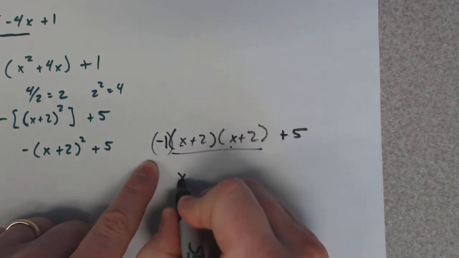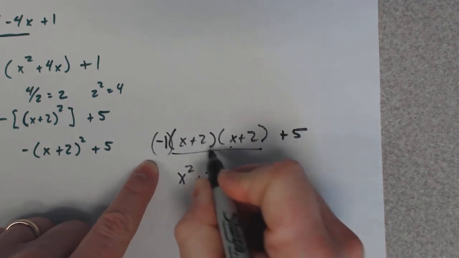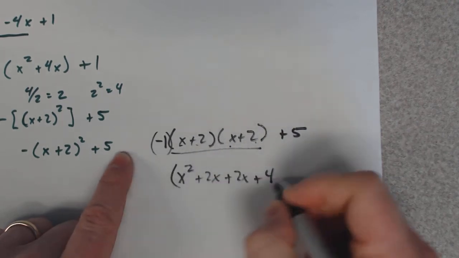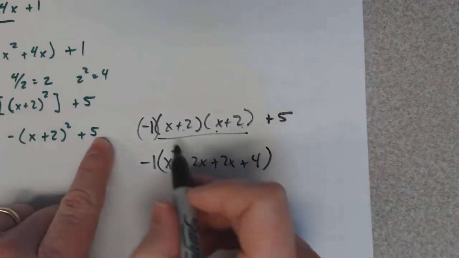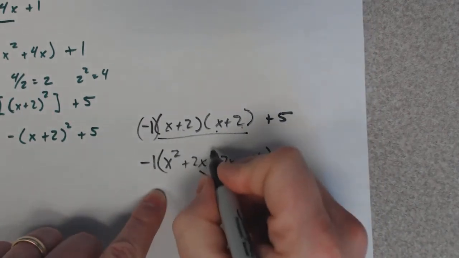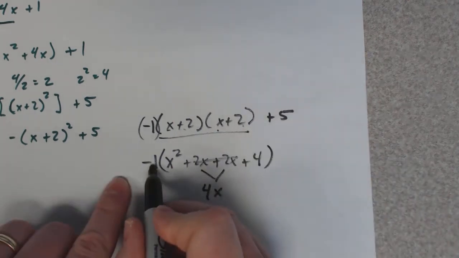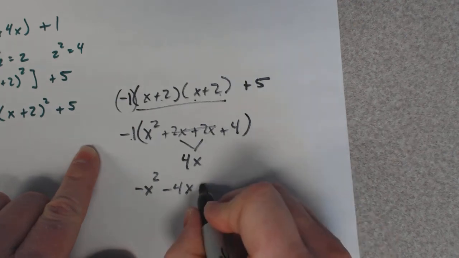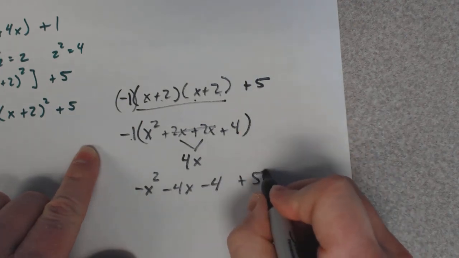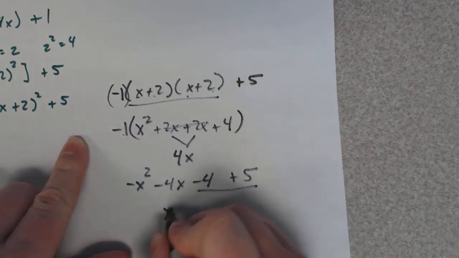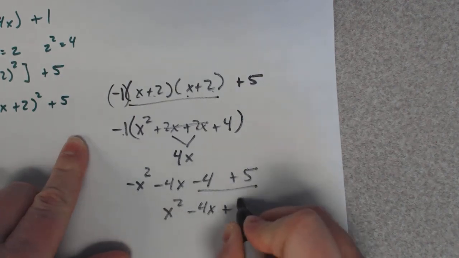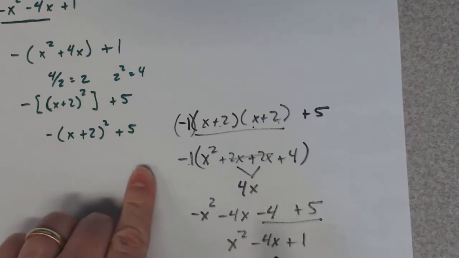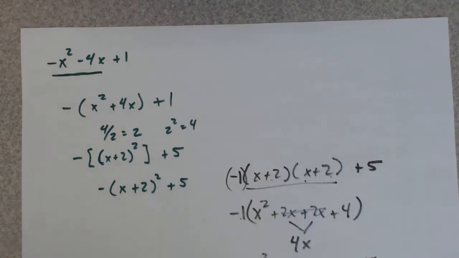So it'll be x squared plus 2x plus 2x plus 4. I'll multiply that by a negative 1. Right, that negative 1 's still there. These two guys would go together and I'd have a 4x. So negative x squared, that'd be a negative 4x now, minus 4, and a plus 5. And now these two guys would go together and I'd have negative x squared minus 4x plus 1. And that's exactly what I started with up here, negative x squared minus 4x plus 1. So that's what you do when there's a negative in front of the x squared.